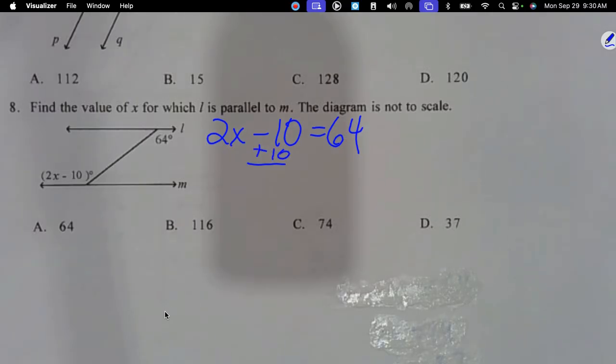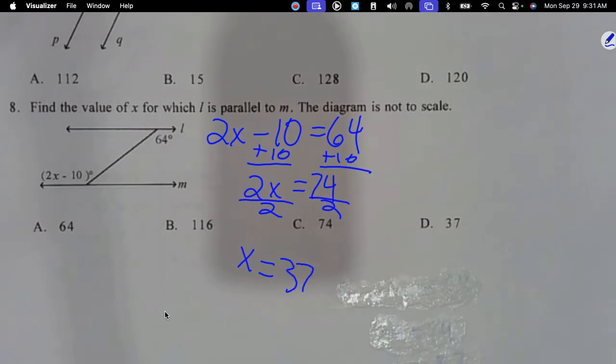Add 10. So 2x equals 74. Then what? Divide by 2. And x equals, is it 37? Mm-hmm. And let's make sure, yeah, it asks for x. What is x? X is 37.